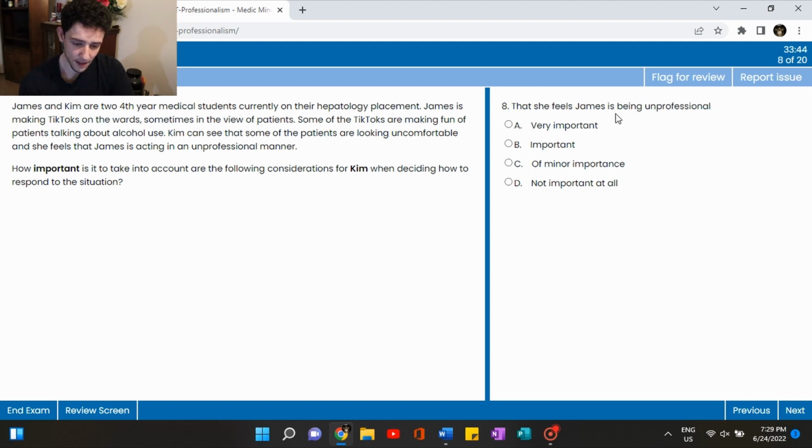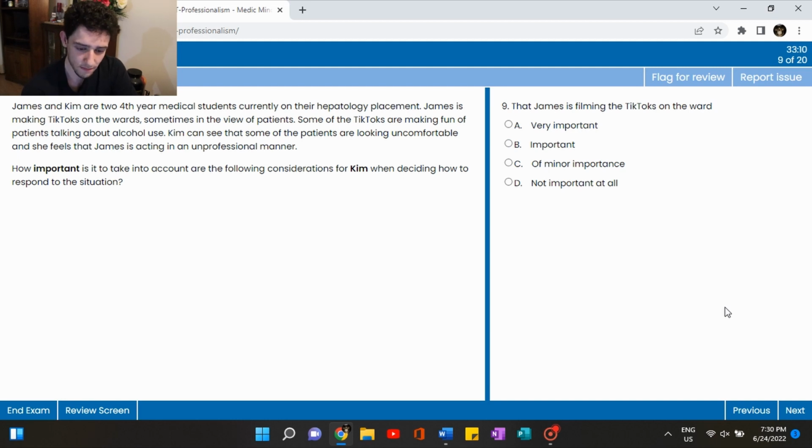So number 8, that she feels that James is being unprofessional. How important is this? I think that's pretty important. Actually, I guess it's not very important because sometimes it can be a matter of opinion if someone's professional or not.